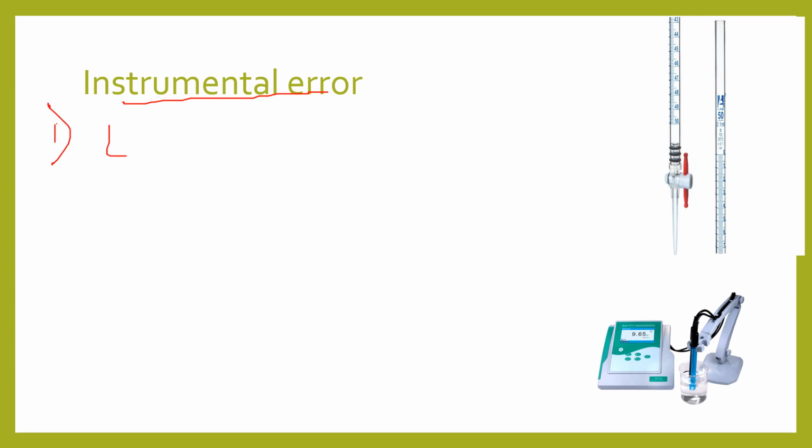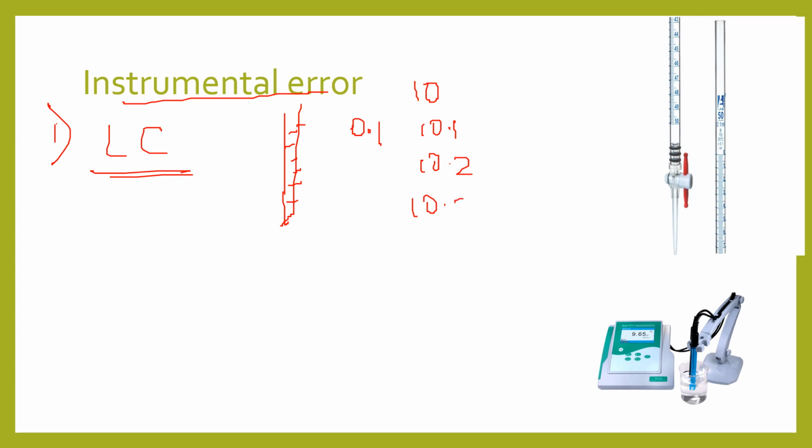First thing is least count. For example, you are working with a burette, and the least count of the burette is 0.1. The reading goes 10, 10.1, 10.2, 10.3, or 9.9, 9.8. Suppose my actual reading is 10.123. You cannot get 10.123 in the burette because the least count is just 0.1. So that error will remain. It is not your mistake. If you want the answer to three digits after the decimal, you have to go for a more sophisticated technique. This is instrumental error that comes from the least count of the burette.